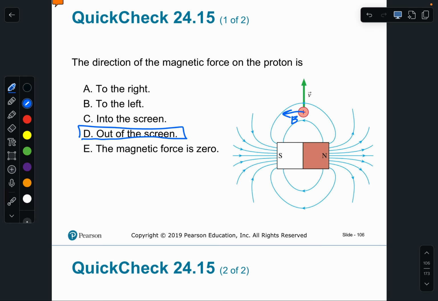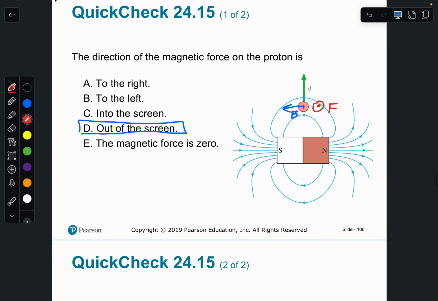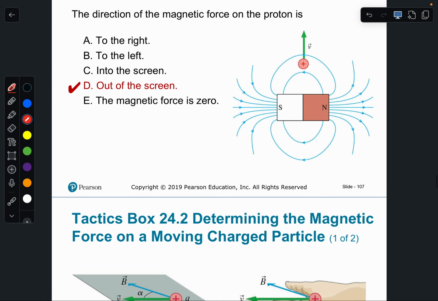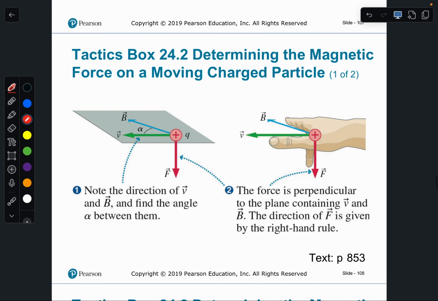Let me draw the F vector here. So F would be the dot, right? Because it's out of the screen, it's a dot. So, right hand rule, okay.